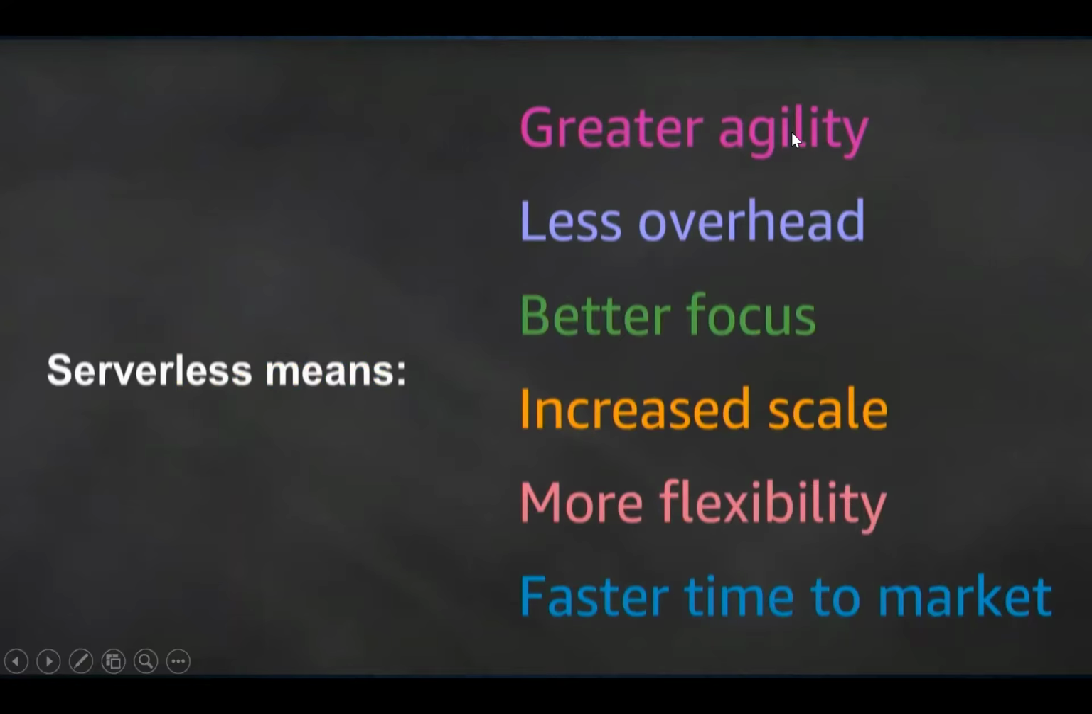So these are the basic benefits: greater agility, less overhead. Better focus, which means you only have to focus on your application, not the infrastructure. Increased scale and more flexibility: based on your application, it will adapt the servers. Again, you don't have to worry about the server infrastructure, and there is faster time to market. There is actually a little delay when a huge amount of traffic comes into the picture, and you will see a lag in the time, but for small applications, it's very quick.